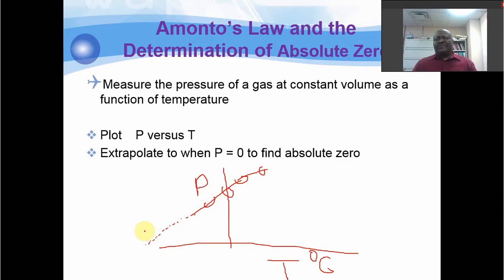Then I'll ask you some questions that will get your brains thinking. If I were to measure this with a volume that's twice as big or half as small, how would it affect the data? Would I still get minus 273.13 as the absolute 0? Yes, I know that. Moving right on.